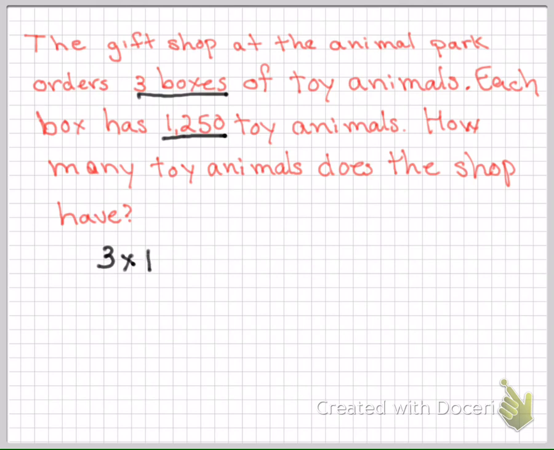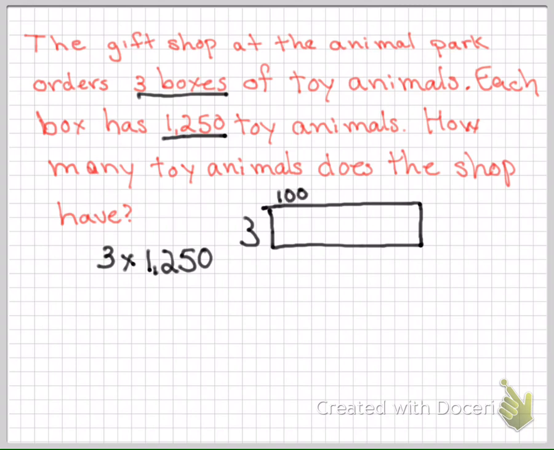3 times 1,250. That's the equation I need to solve that problem. Now, I like using the box. So I'm going to go ahead and make the box. And I know this side is 3. Now this box is going to be a little bit bigger because right here I have 1,000 plus 200 plus 50. Oh, I'm going to have to add plus 3. Oh, there's my 50.